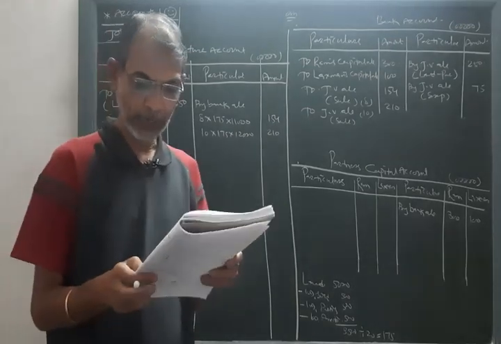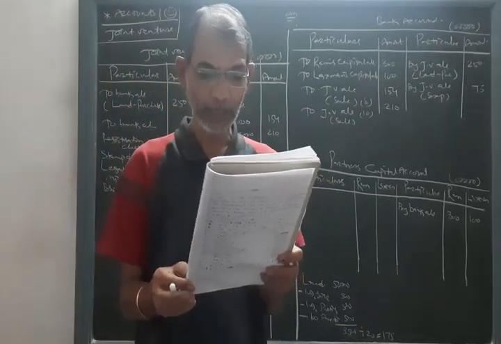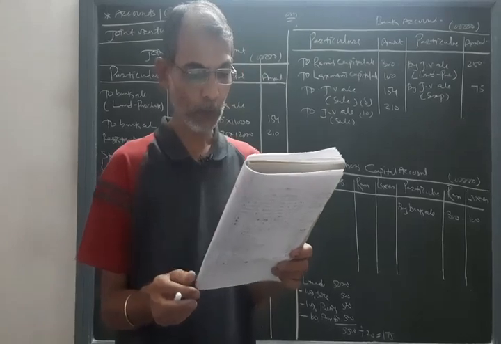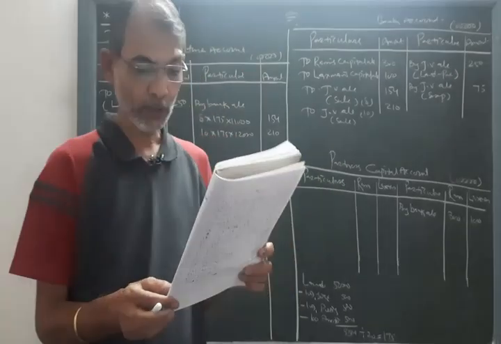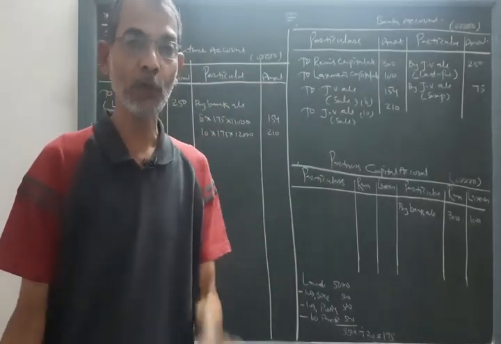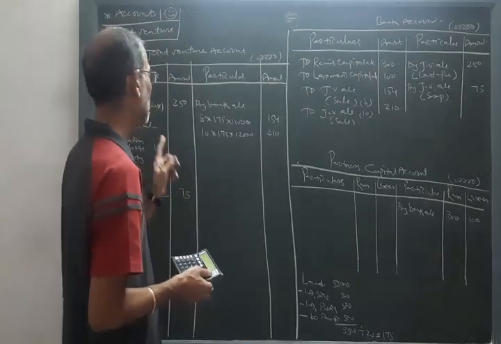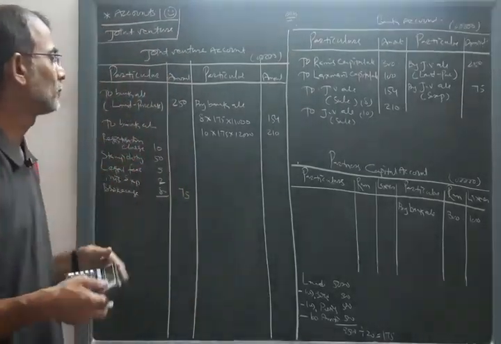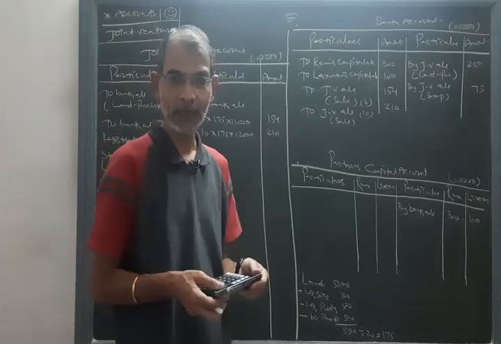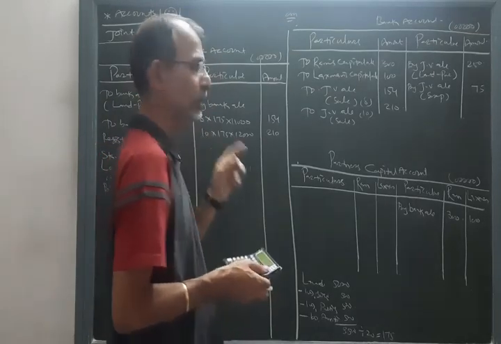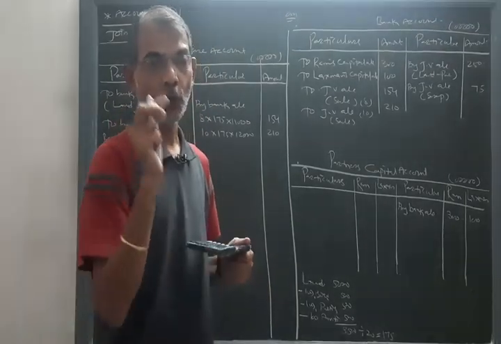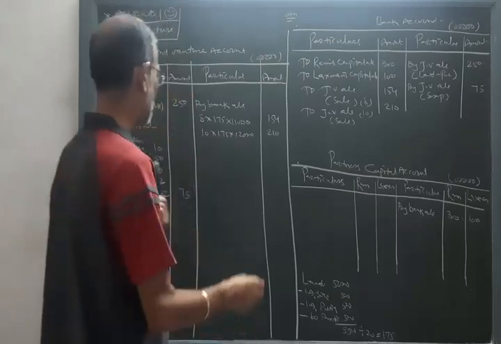Then after it has been said that the remaining plots were taken over by both at cost. How many plots will remain? There were 20 plots made, out of which 18 have been sold, so 2 plots remain.